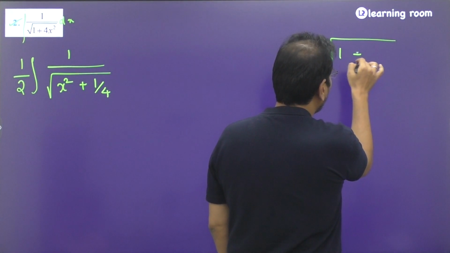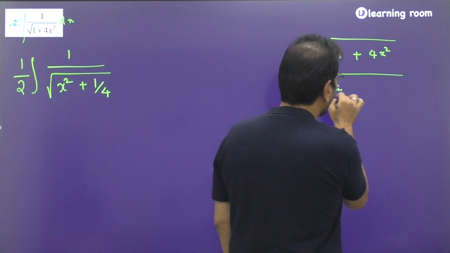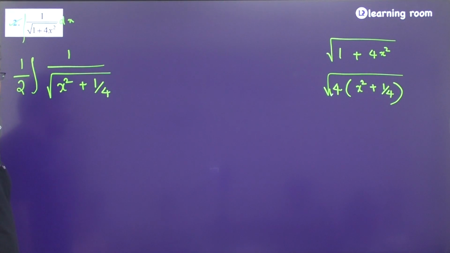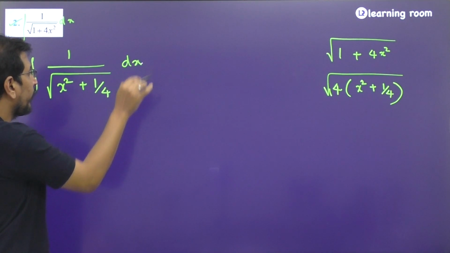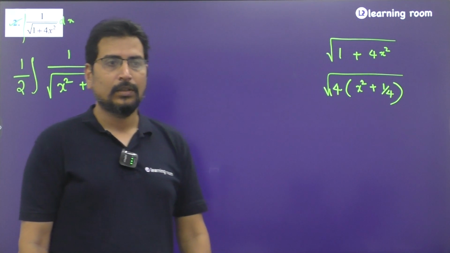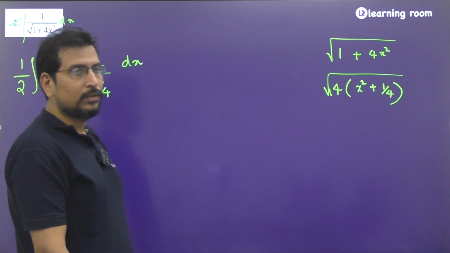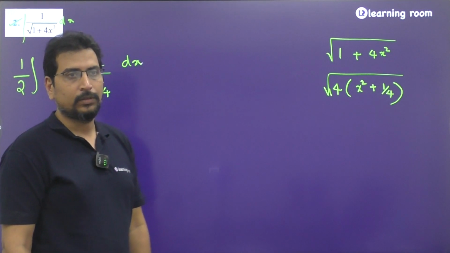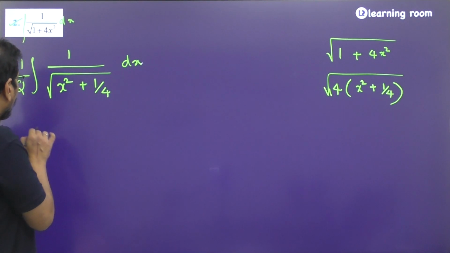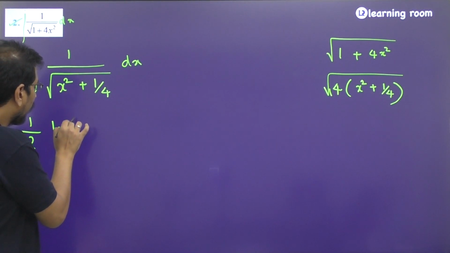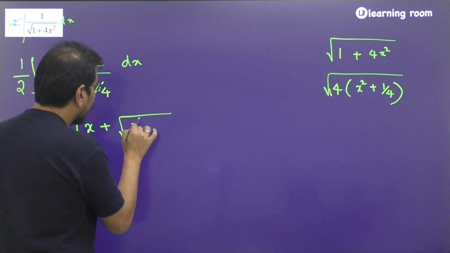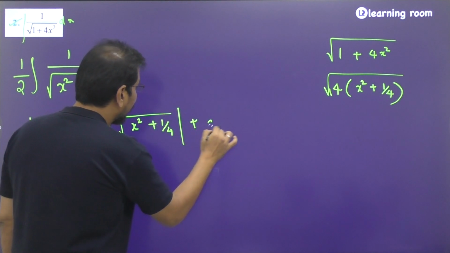See, root of 1 plus 4x square, if I take the 4 outside, I can write it as 4 into x square plus 1 by 4. So the square root of 4 is 2. So 1 by 2 into, what is the integral of 1 by root of x square plus a square? It will be log of x plus root of x square plus a square. It is the fifth formula. So 1 by 2 into log of x plus root of x square plus a square, plus c.